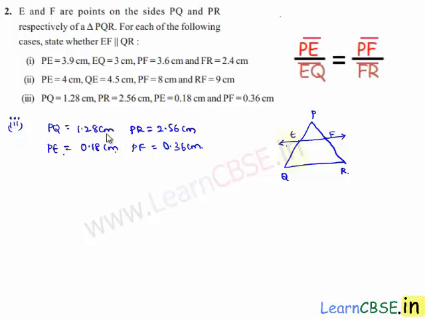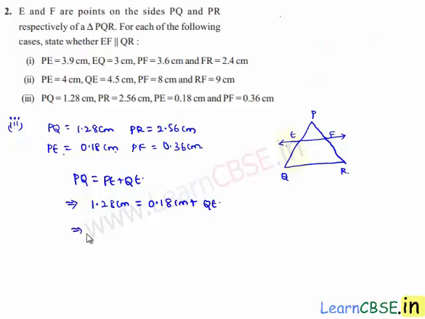Let us find EQ by using PQ is equal to PE plus QE, which implies 1.28 centimeters is equal to PE is 0.18 centimeters plus QE we need to find, which implies QE is equal to 1.28 centimeters minus 0.18 centimeters, which is nothing but 1.10 centimeters.